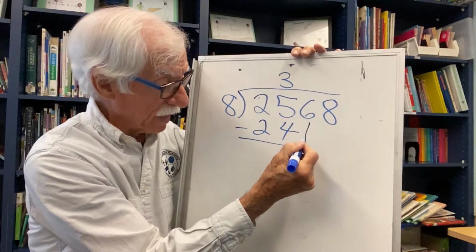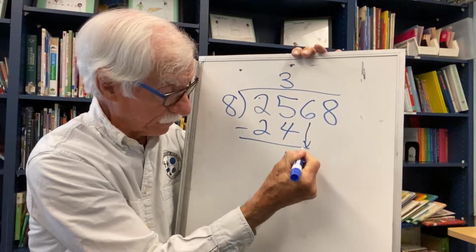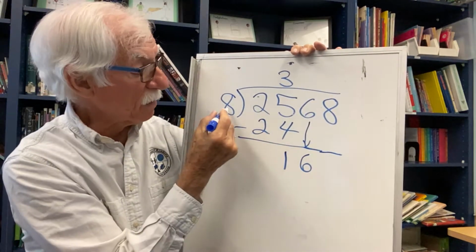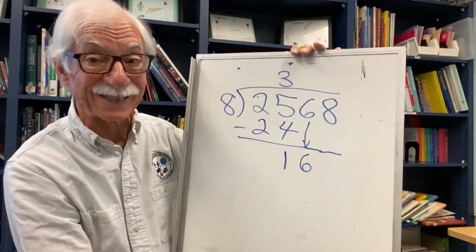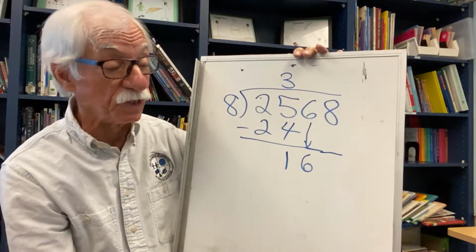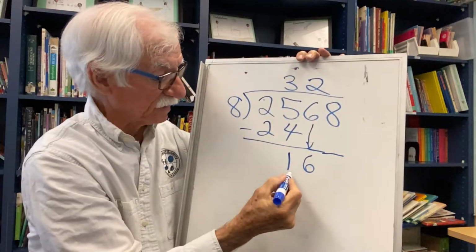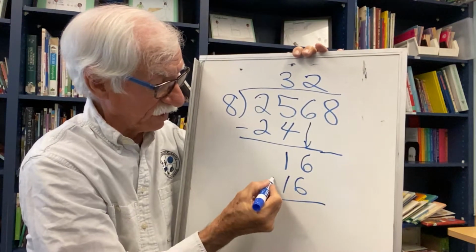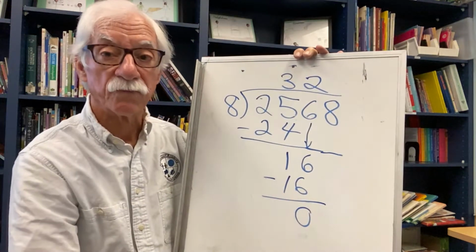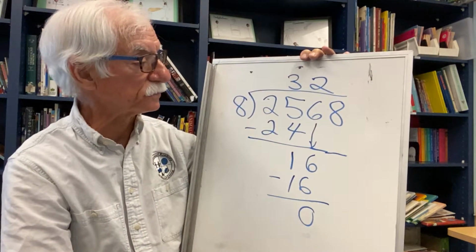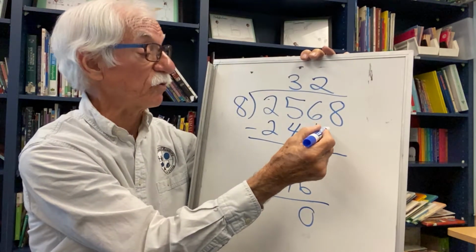So I'll bring down my 6 10s. How many groups of 8 are there in 16 10s? You know the math. 2 times 8 is 16. So those 16 are gone. Put those crayons, 16 10 crayons, in the boxes. But I still have 8 crayons left.